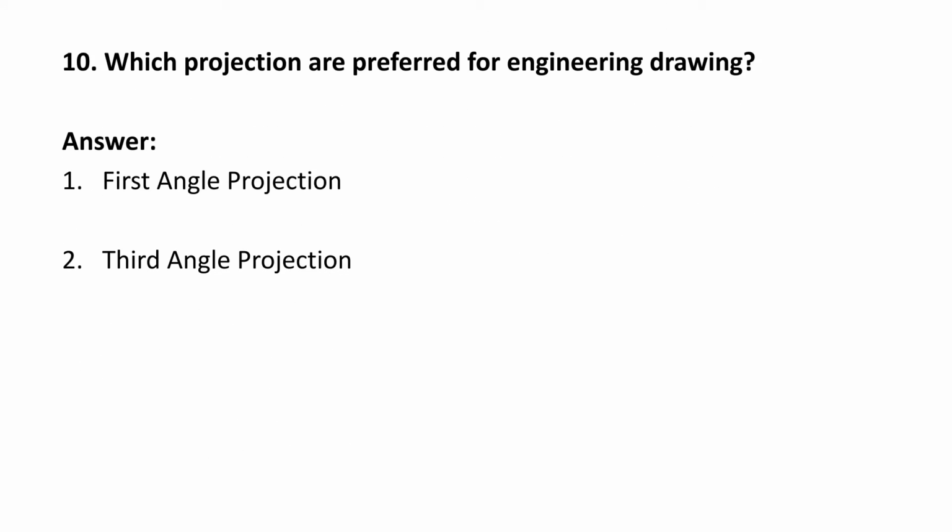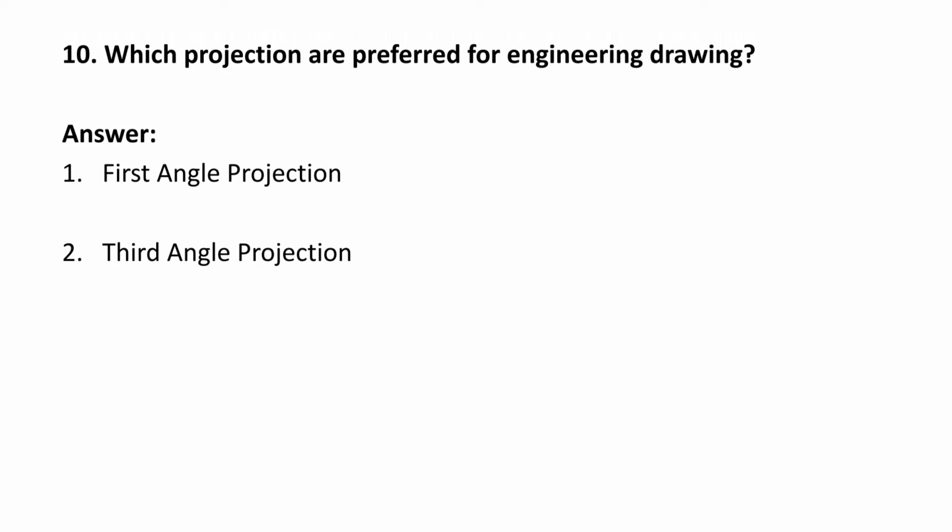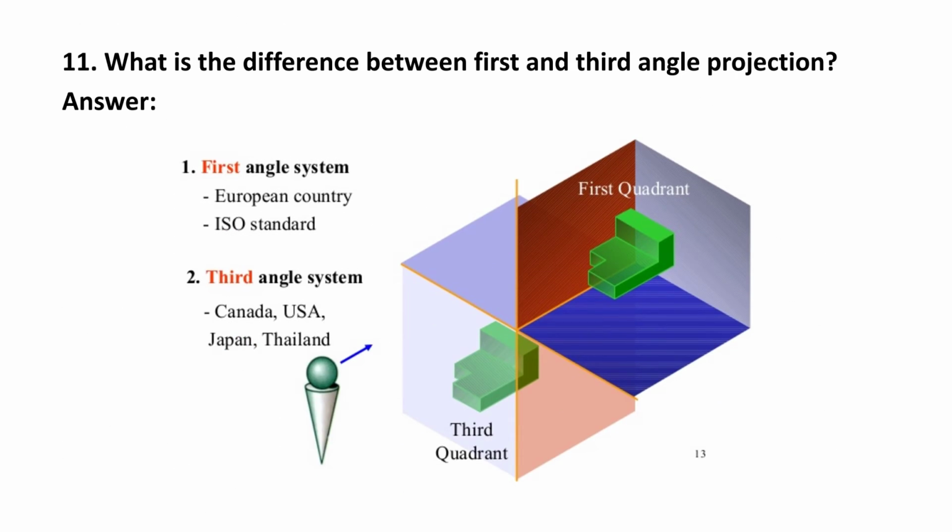Next question, which projections are preferred for engineering drawing? The answer is first angle projection and third angle projection. Next question, what is the difference between first and third angle projection? And the answer is, in first angle projection, the object is placed in the first quadrant, whereas in third angle projection, the object is placed in the third quadrant.